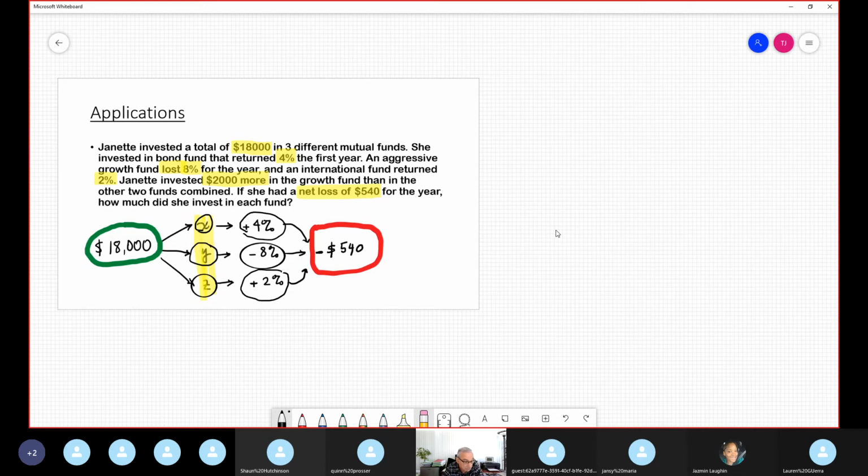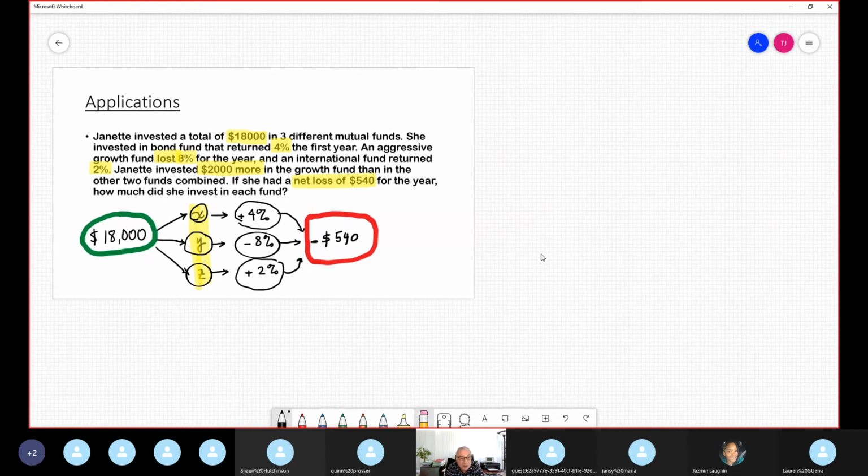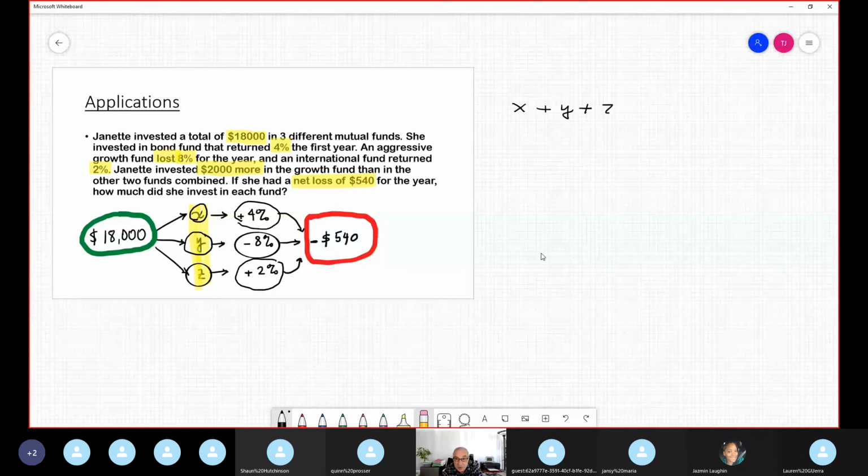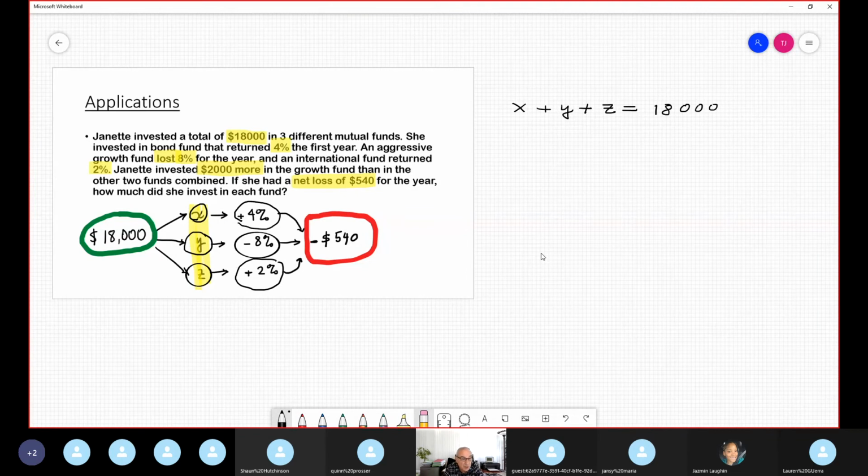Okay. Let me set out the equation. The complicated part always in the word problem is setting out the equation. Okay, let's do it. It's obvious that the first equation is x plus y plus z is equal to 18,000. This money I split in x and y and z. Not necessarily the same, not necessarily divided by 3. No. This is crazy.